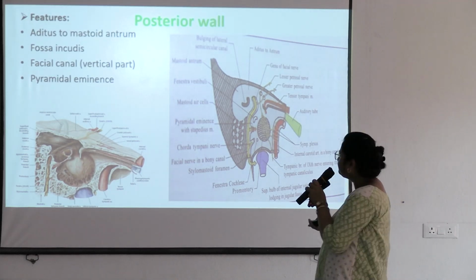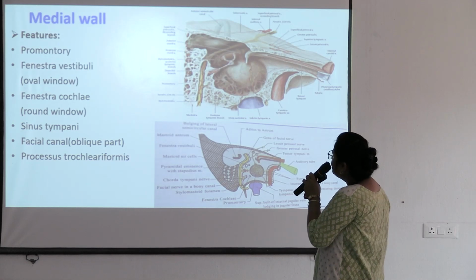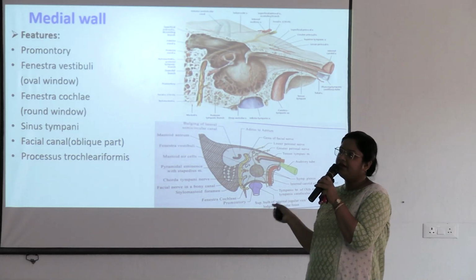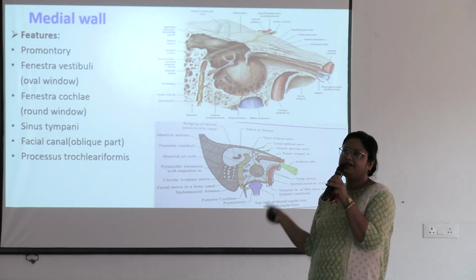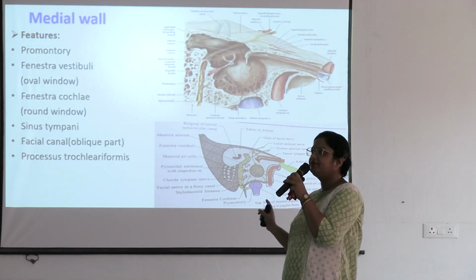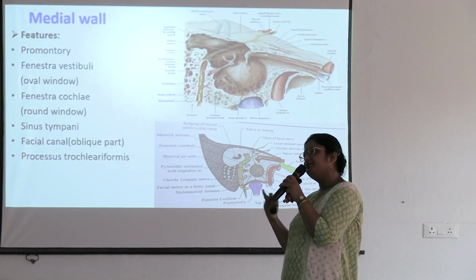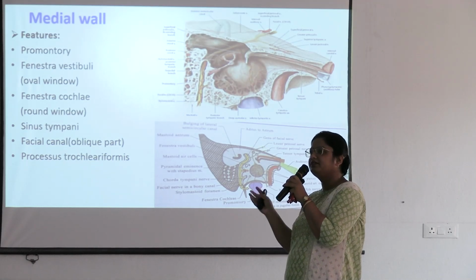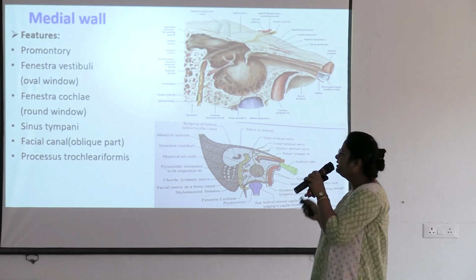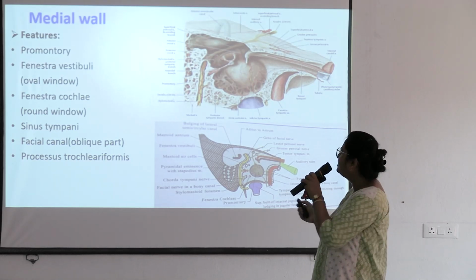Okay, understood? Next we go into the medial wall. The medial wall is very frequently given in your theory. Okay, the medial wall of the middle ear. The medial wall and posterior wall are important for theory, and sometimes the whole of the middle ear can come as a theory long question. Generally these two very frequently come, the medial wall and the posterior wall.